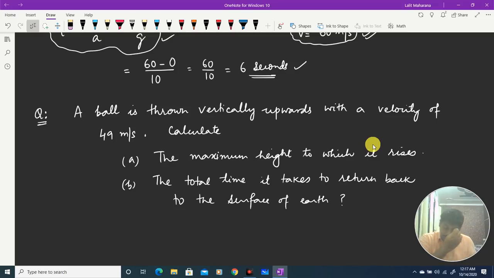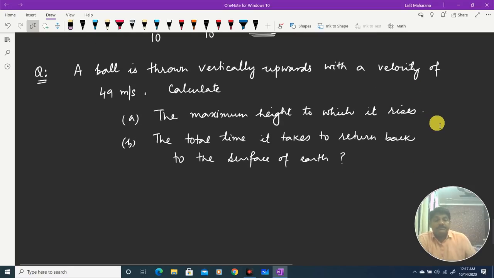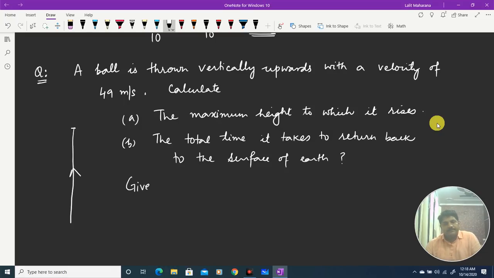I told you earlier also that we need to draw the diagram of these types of questions first. Drawing a diagram makes it very easy to understand and decide what equation to be used. So the ball is thrown vertically upwards, so the ball is moving up, and when the body is moving upwards, I have already told you that at the maximum height the velocity would be 0. So what are the things given? u is equal to 49 meter per second. Final velocity is 0.